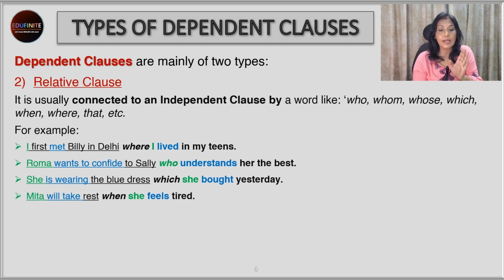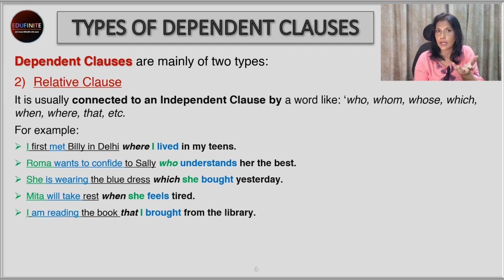Next, Meeta will take rest when she feels tired. Over here again, "Meeta will take rest" gives us complete meaning. So that's the independent clause. "When she feels tired": this is the dependent clause and it begins with "when." So it's a relative clause. Next, I'm reading the book. That again gives us a complete meaning, so that's the independent clause. "That I brought from the library": again, that gives us half meaning. We are attaching it to "I'm reading the book" and it gives us the complete meaning of the sentence. The dependent clause begins over here with "that." So this is a relative clause.